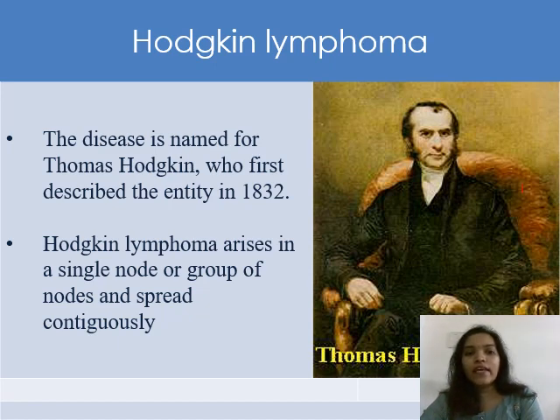The disease is named after Thomas Hodgkin, who first described this entity in 1832. So Hodgkin's lymphoma arises in a single node or a group of lymph nodes, and it usually spreads contiguously. And most of the times we see Hodgkin's lymphomas arising in the central or axial group of lymph nodes, that is the cervical and the mediastinal group.